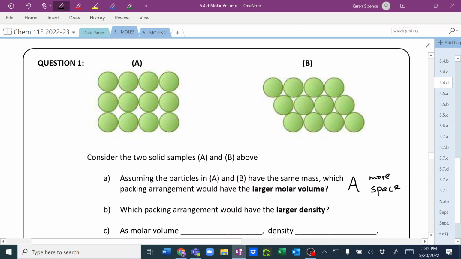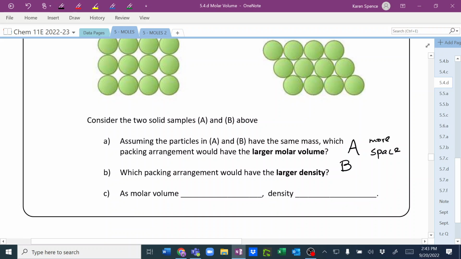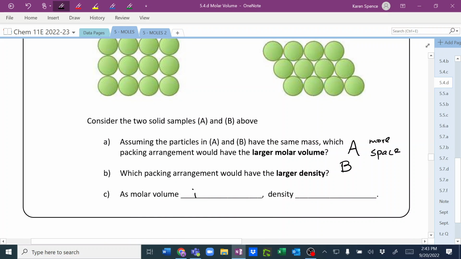Which packing arrangement would have the larger density? B. Okay, so as molar volume increases, or sorry, decreases or increases, density decreases, and vice versa. You could write it the other way as well.